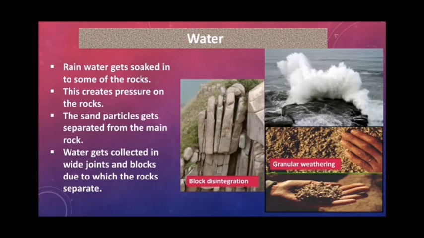But sometimes both temperature and water are responsible for weathering. So differences in temperature cause contraction or shrinking and expansion, widening the joints or the cracks in the rocks. Water gets collected in such wide joints and big blocks of rocks separate from each other. This is called block disintegration.